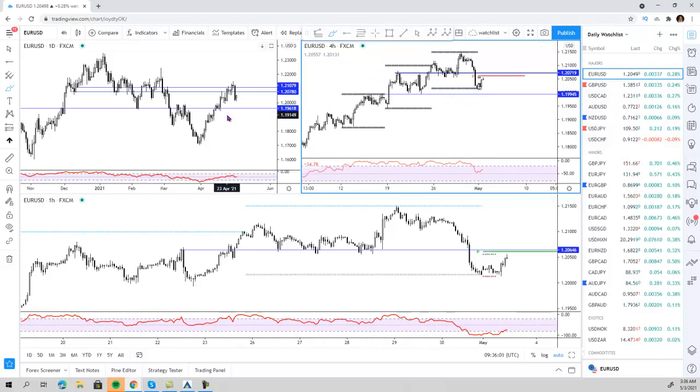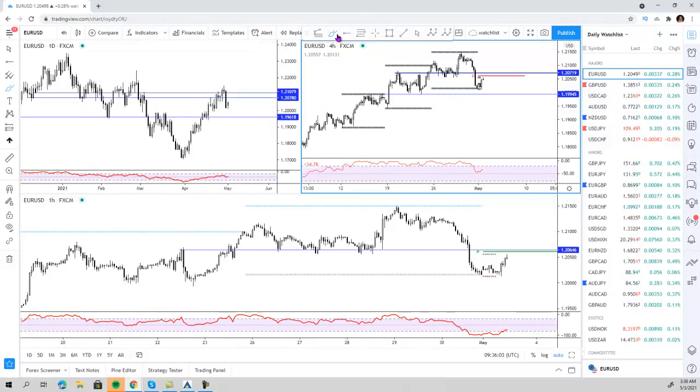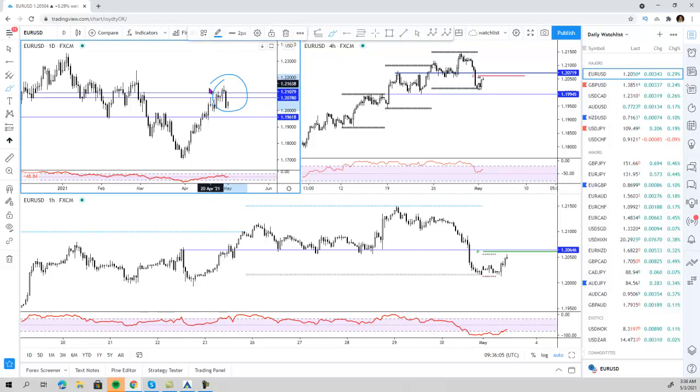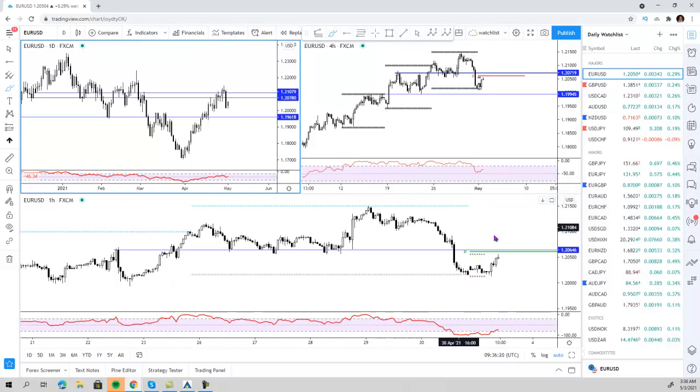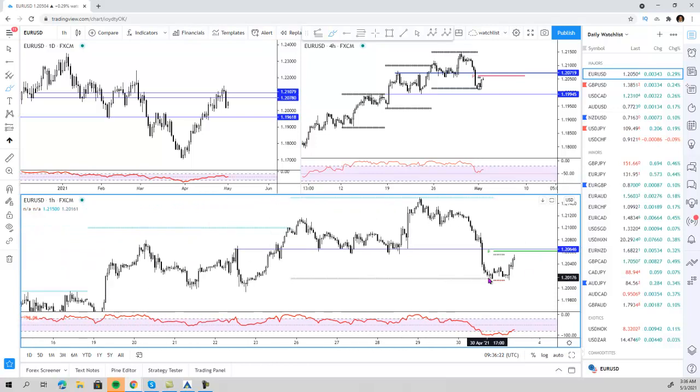Now, on the daily, the euro US dollar is looking very bearish. Last Friday's candle engulfed the previous 1, 2, 3, 4 candles, almost the fifth one right here. So, a very bearish day for the euro US dollar.